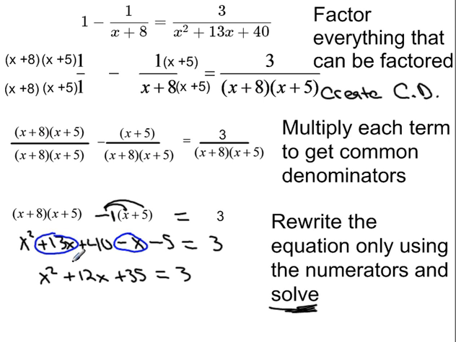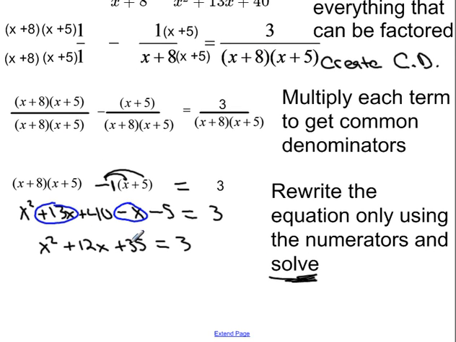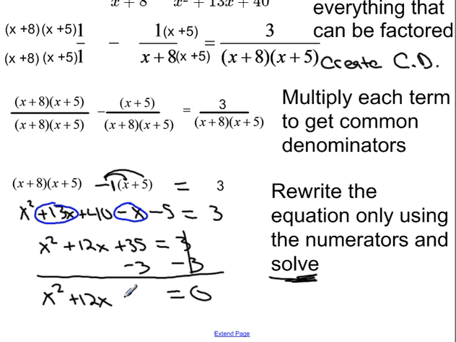This is a quadratic, so you got to follow the rules of solving a quadratic. Minus 3, minus 3. Got to set it equal to 0. That's why we went over how to solve quadratics yesterday. So you get x squared plus 12x plus 35 take away 3 is 32 equals 0.